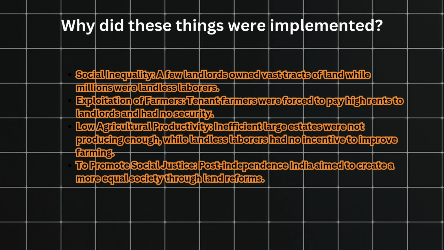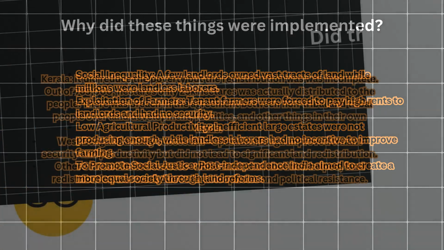They had low agricultural productivity, as inefficient large estates were not producing enough goods, while the landless laborers had no incentive to improve their farming. The fourth and final reason was to promote social justice, as post-independence India aimed to create a more equal society through the land reforms.